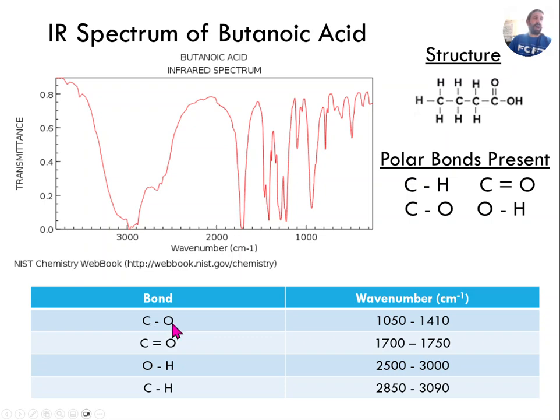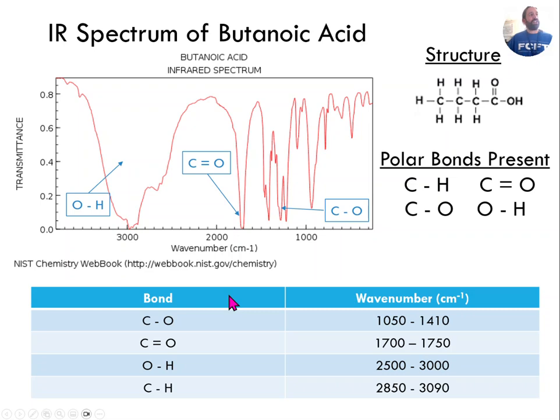If it's a carbon-oxygen single bond, then the absorption will appear somewhere between 1050 and 1410. So 1050 is right there. 1100, 1200, 1300, 1400. 1450 is here. So the carbon-oxygen absorption could be any one of those. Let's just say it's one in the middle. So this bond is responsible for one of those absorptions. The carbon-oxygen double bond appears between 1700 and 1750. So this one right here is for the carbon-oxygen double bond.